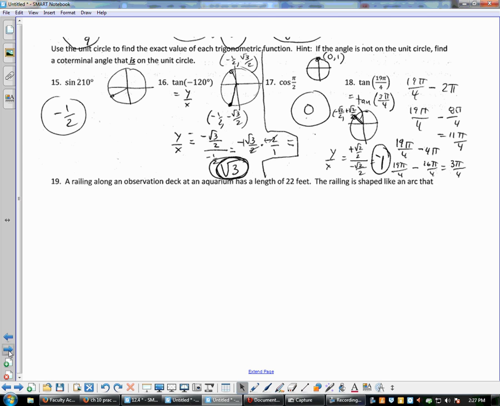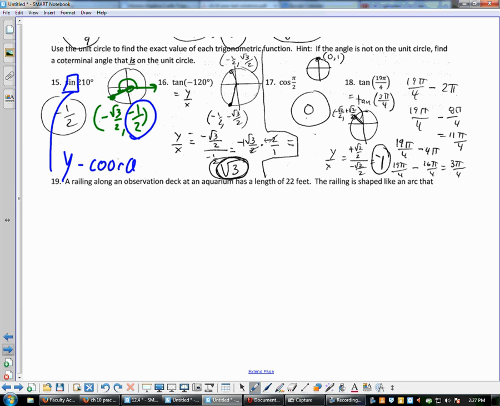So for number 15, the sine of 210 degrees. Here's 210 degrees, starts out here and goes like this. All right, you look on your unit circle and you see at 210 degrees, the ordered pair is negative square root of 3 over 2, comma, negative 1/2. Sine is the y coordinate. So we're really looking at negative 1/2 as our answer.